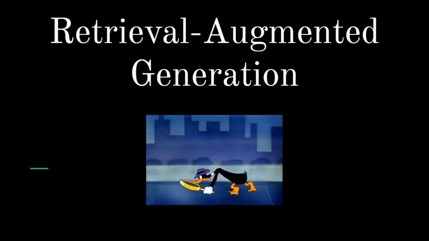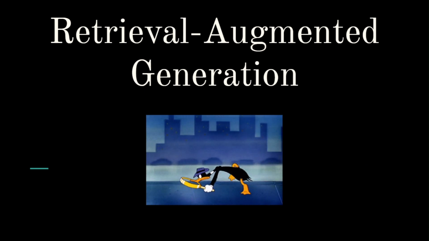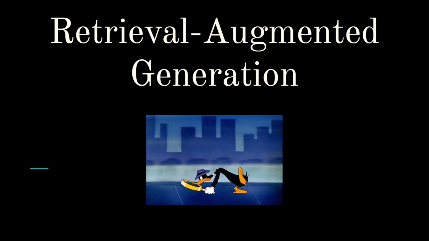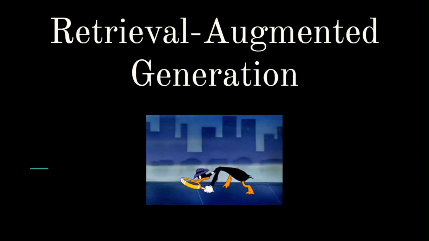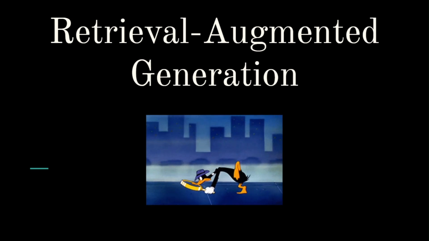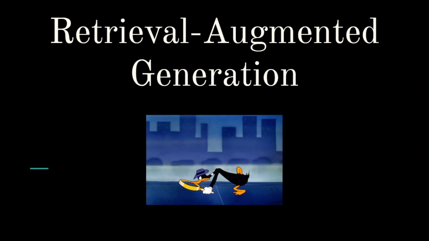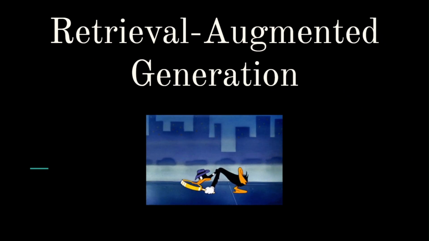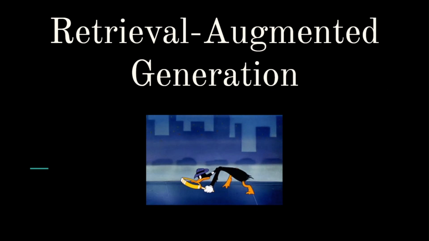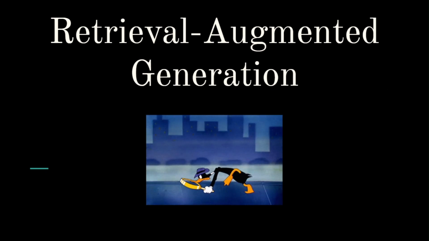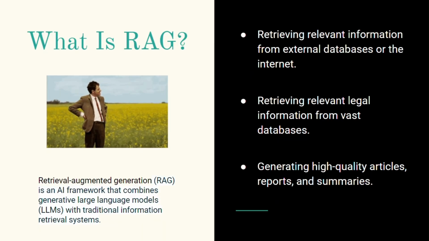The next, I believe, is retrieval augmented generation. Now, I believe retrieval augmented generation deserves more credit than it gets. I think we all focused on these already fine tuned large AI models instead of retrieval augmented generation, also known as RAG. So, retrieval augmented generation is an AI framework that combines generative large language models with traditional information retrieval systems.